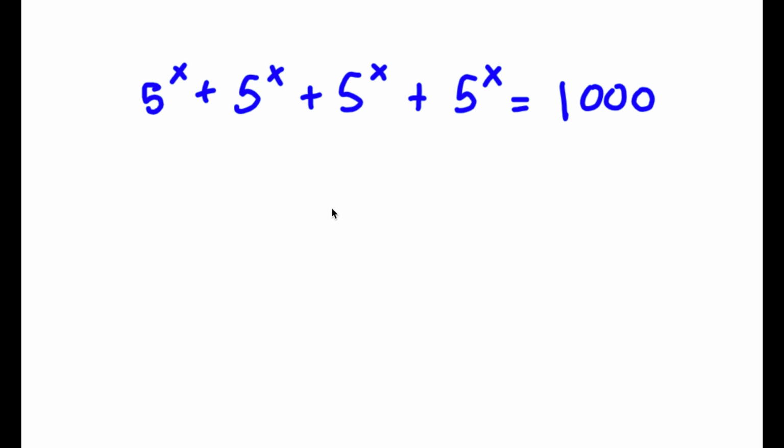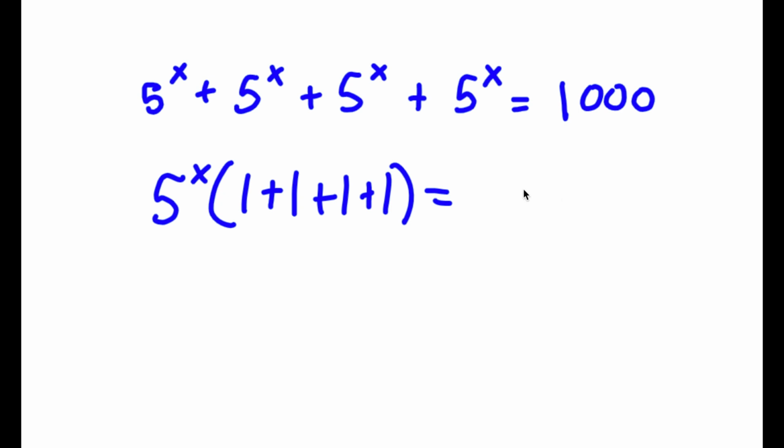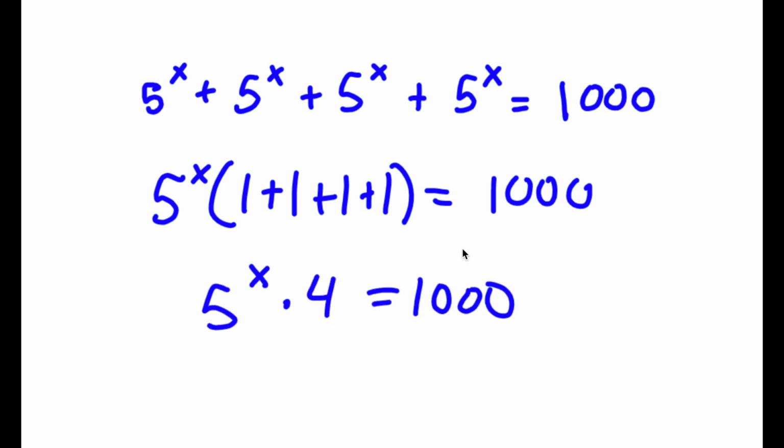Alright, so in this problem, I have 5 to the power of x plus 5 to the power of x plus 5 to the power of x plus 5 to the power of x is equal to 1,000. So to solve this, I'm going to first start by factoring out 5 to the power of x. So now I have 5 to the power of x times (1 plus 1 plus 1 plus 1) is equal to 1,000. Now 1 plus 1 plus 1 plus 1 is 4. So I have 5 to the power of x times 4 is equal to 1,000.